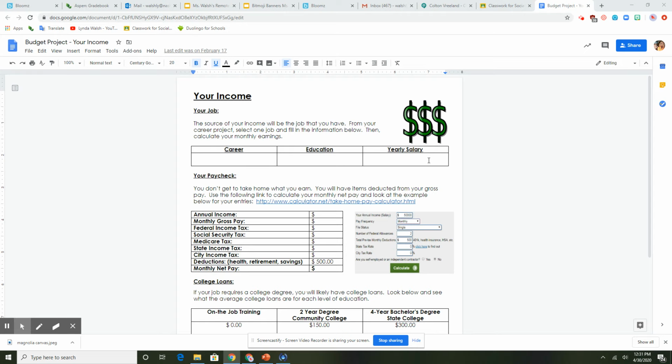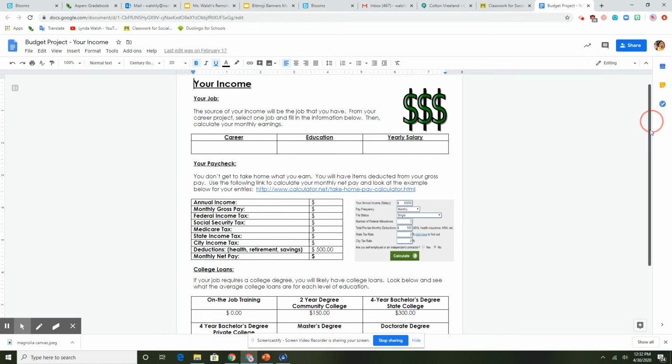When you start your first job, you are not going to be making what the average person makes in that career. So if you're starting off as an average teacher, you would start off as a beginning teacher your first year. And this project is kind of trying to simulate your first year out on your own as an adult in your first job. So take the lower end of your yearly salary. That will give you a more realistic feel for the budget project.